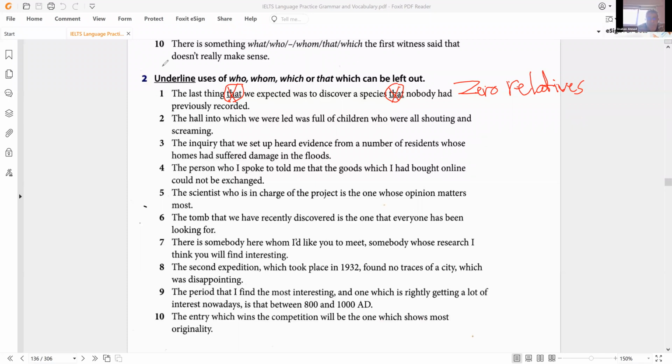The hall into which we were led was full of children who were all shouting and screaming, or the hall into we were led was full of children were all shouting and screaming. Without thinking about the rule, just how does it sound? The hall into which we were led, full of children who were all shouting and jumping like monkeys. So, what do you think?